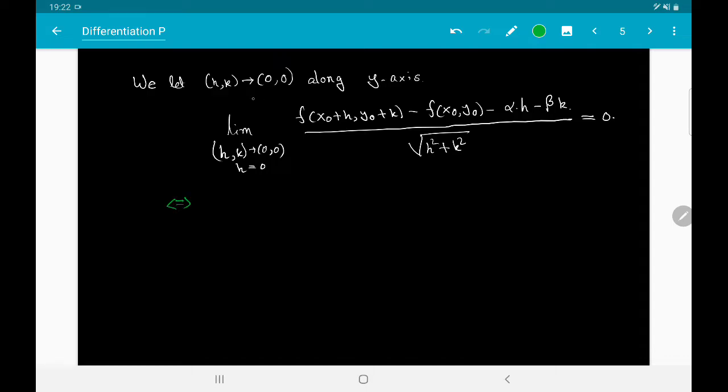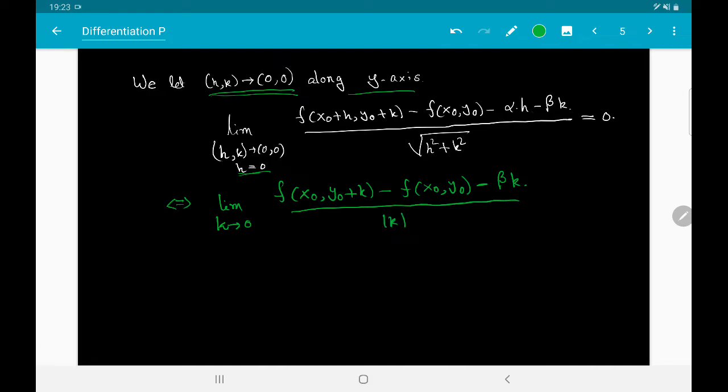So here we approach the origin, we let the pair (h, k) approach the origin along the y-axis. So here we have fixed h to be equal to 0. We will skip some steps. So this becomes limit k tending to 0 of f of (x0, y0 plus k) minus f of (x0, y0) minus, and since h is equal to 0 here, we will be left with beta k, divided by modulus of k, equal to 0.